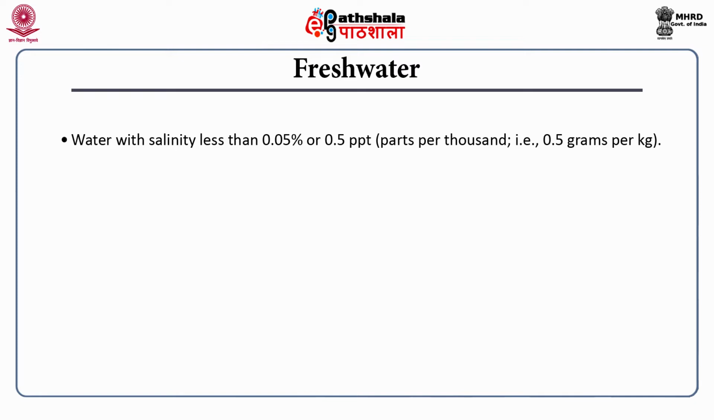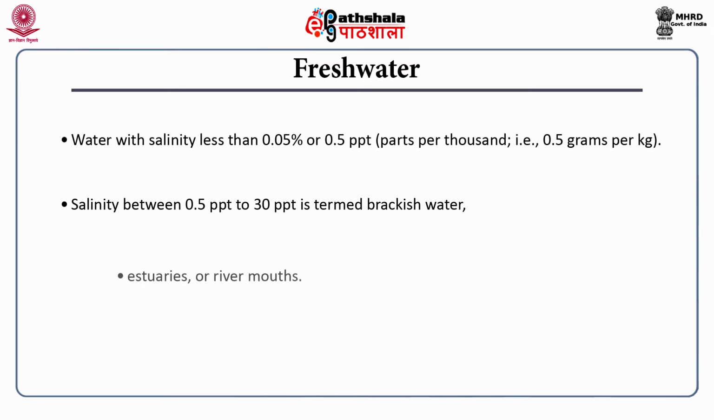As per this definition, freshwater doesn't mean a total absence of salt. It is extremely unlikely to find any natural water resource which is absolutely pure. Salinity between 0.5 ppt to 30 ppt is termed brackish water, which is found in estuaries or river mouths, and the typical salinity of sea water is 31 to 38 ppt, which is quite high, as you can see.